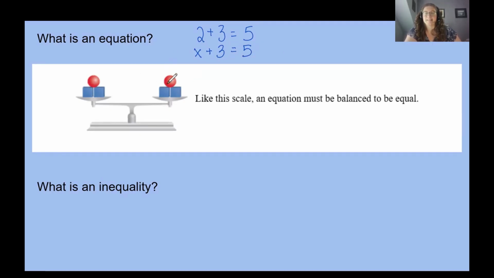And we use this balanced scale idea to learn how to solve for a variable in an equation, right? So we had 2 plus 3 on one side and 5 on the other. These are equal. The scale is balanced. Well, an inequality is similar, but in an inequality, the two sides of the scale are not equal. An inequality is not balanced. We're comparing two expressions, and one side is greater than the other side or less than the other side. So when we have an inequality, we're comparing two expressions to each other, but we're not saying that they're equal.